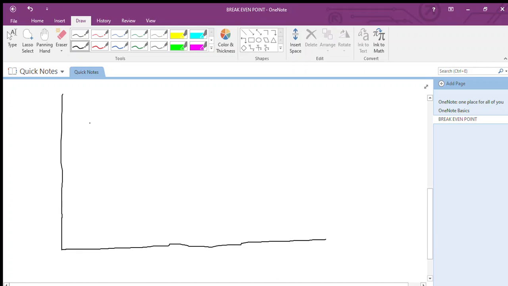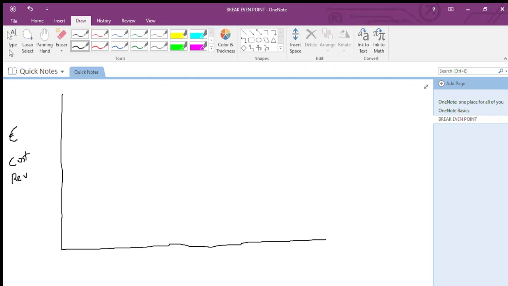Okay, so what I have here is I'm going to need to have my axis labeled. So this is my total sides. This is my cost and revenue line. Basically my euro. So I'm going to say cost and I'm going to say REV for revenue. Everything here that I show is going to be in euros.